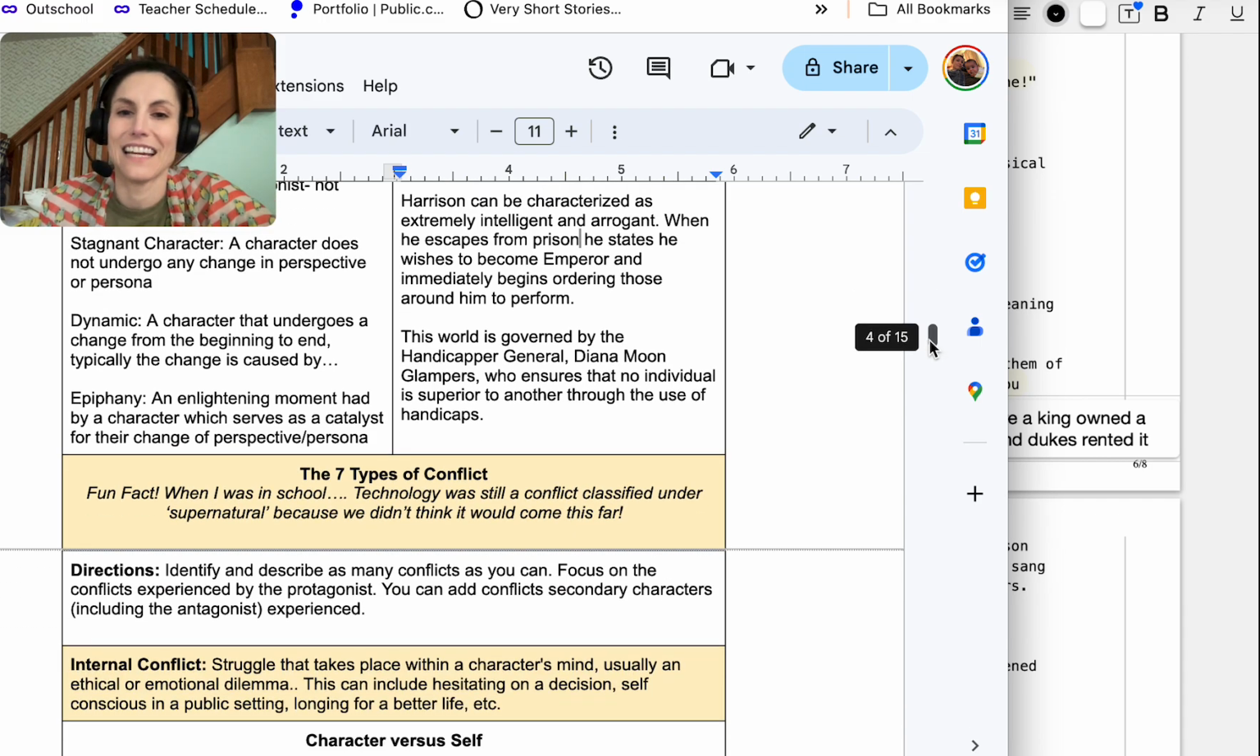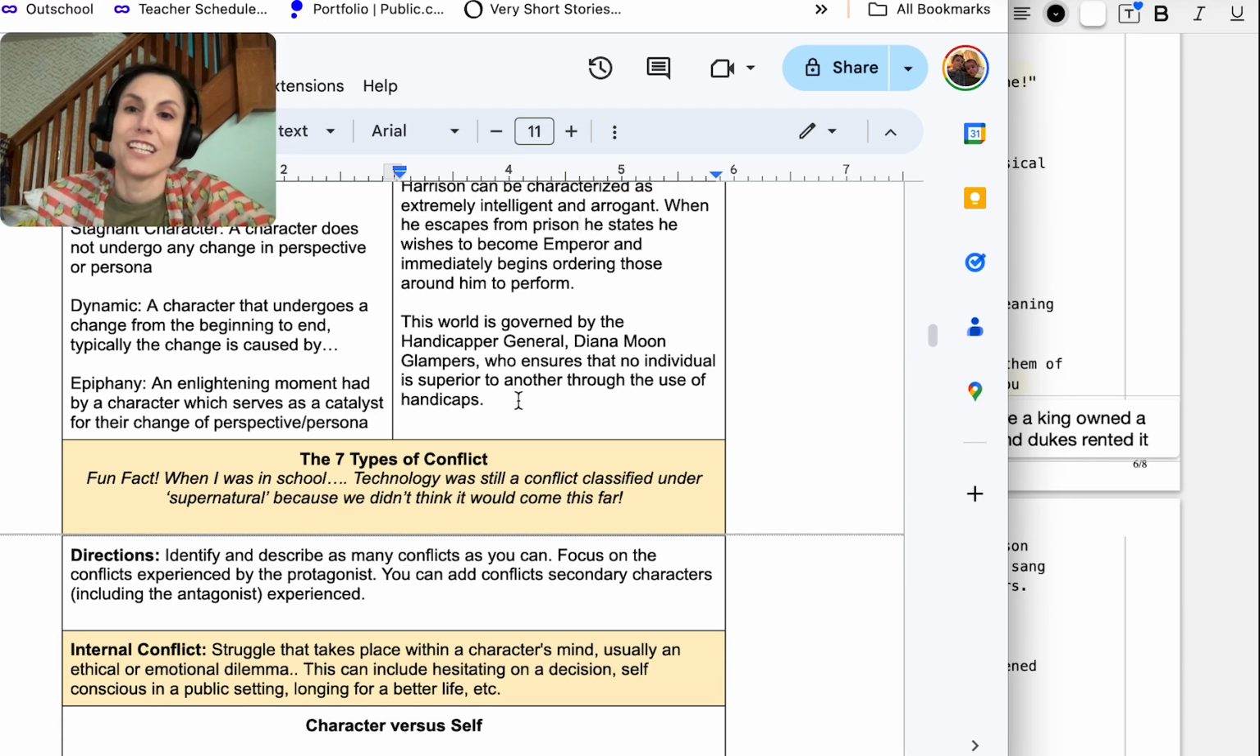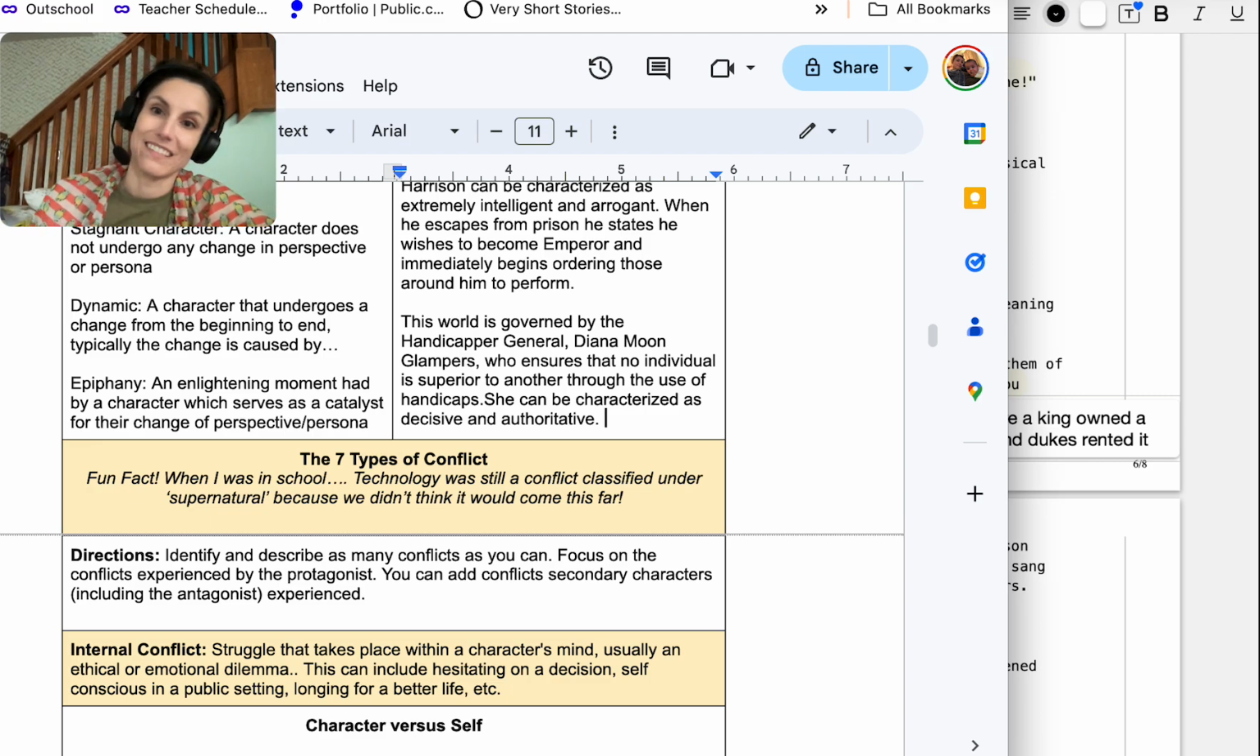And then Diana Moon Glampers, she can be characterized as decisive, that's for sure, and authoritative. There we go. Decisive, because she makes a split-second decision to kill Harrison. And the poor ballerina that was basically threatened to dance with him, which was messed up.